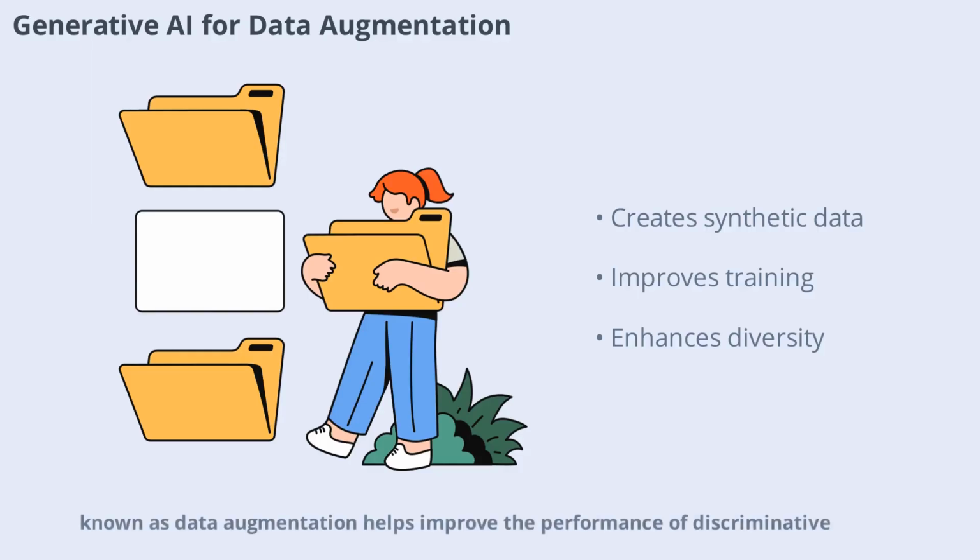Generative models are also used to create synthetic data for training other AI systems. This process, known as data augmentation, helps improve the performance of discriminative models by providing more diverse training examples. It's a powerful way to overcome data limitations and enhance machine learning.